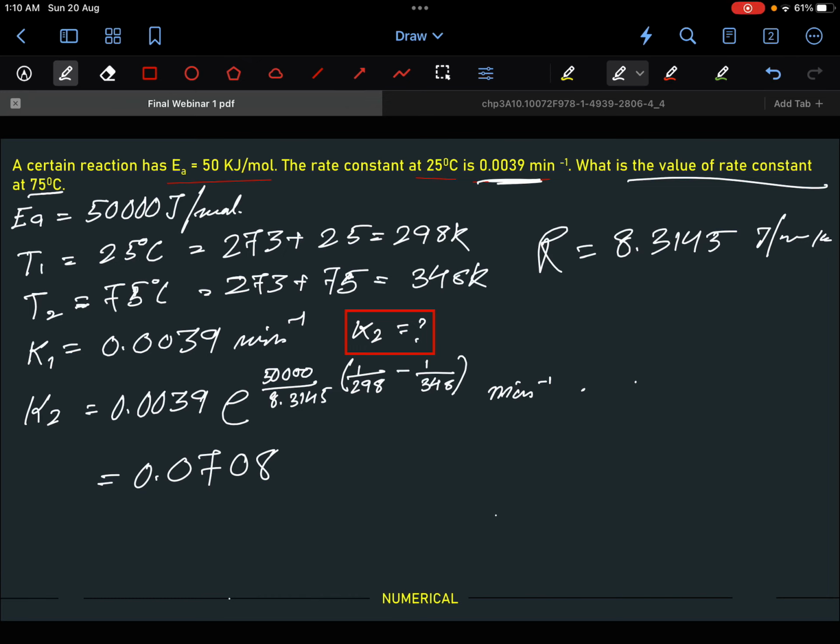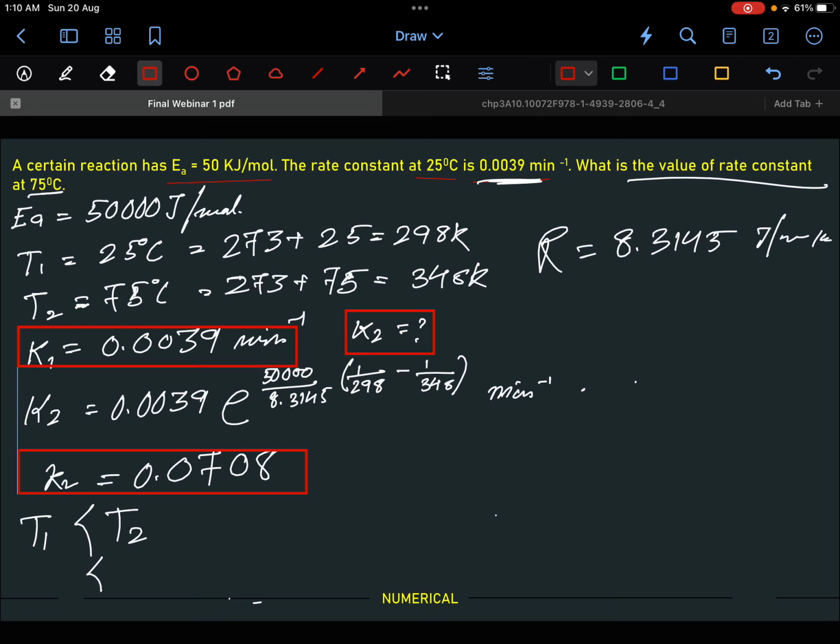So does this make sense? Let me see. Between T1 and T2, which one is greater? T2 is greater. From the Arrhenius equation, which should be more, K2 or K1? Obviously, if T2 is greater, EA by RT is small, but negative EA by RT is greater, so K2 should be greater than K1. K2 is this, and K1 is this. So we can clearly see that the value of 0.07 is greater than 0.0039. So K2 is greater than K1. It makes complete sense, right?